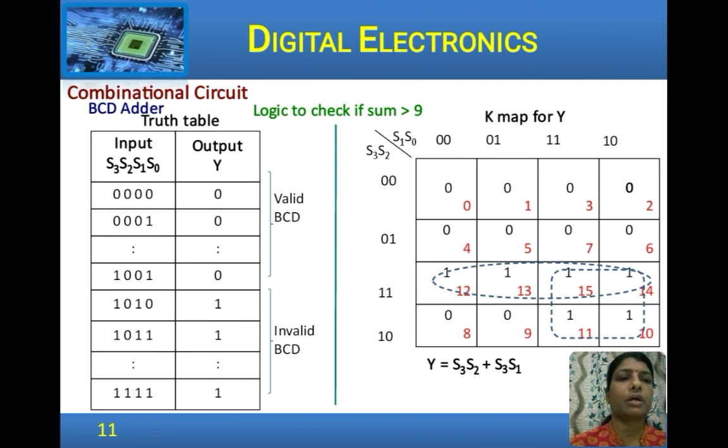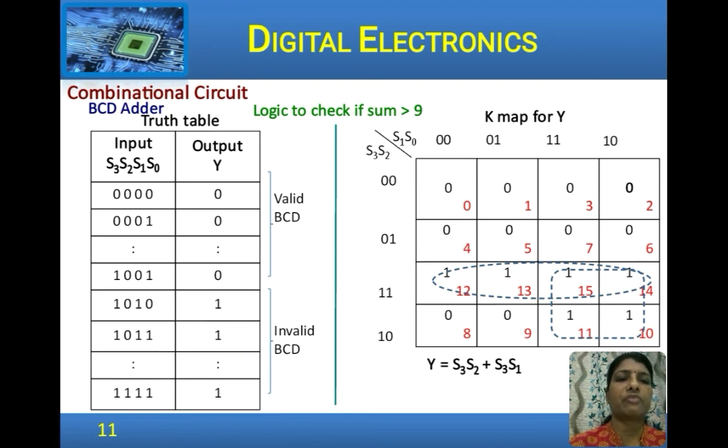So we shall obtain the logic diagram to check if a number is greater than 9. The inputs are 4 bits, which represent a BCD number. All the possible combinations using 4 bits are from 0000 to 1111. But a BCD number is valid only up to 1001, that is decimal 9. The numbers above that are invalid BCD numbers. So let us have an output of 0 for valid BCD numbers and 1 for invalid BCD numbers.